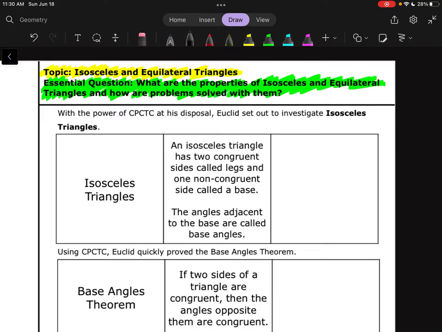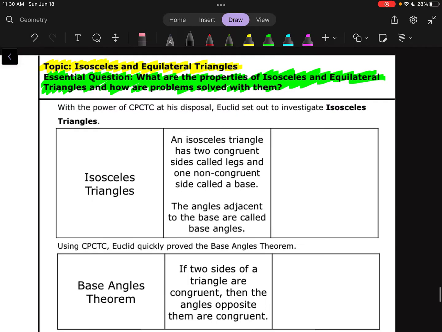So where we left off in the last video, we were talking about CPCTC, which was a theorem saying that corresponding parts of congruent triangles are congruent. And with the power of CPCTC at his disposal, Euclid, our father of geometry that we're kind of following along with, set out to investigate isosceles triangles.